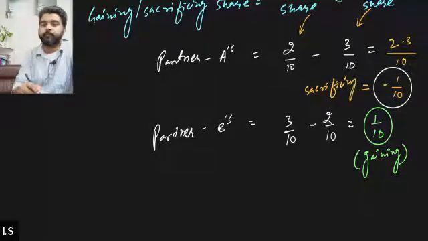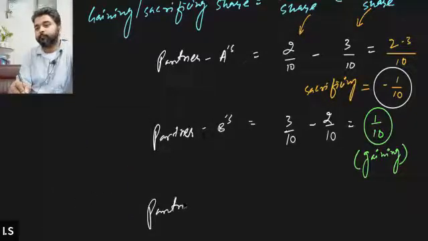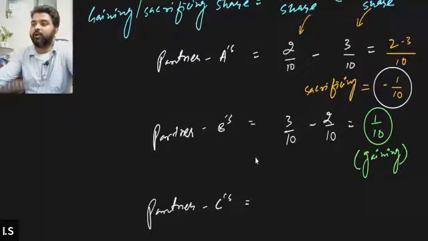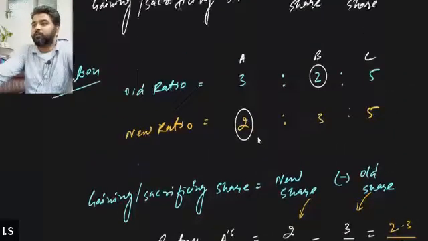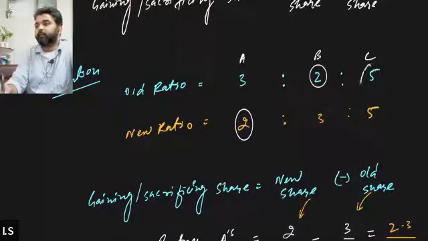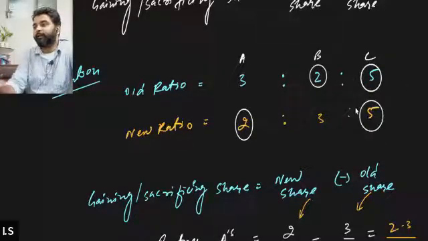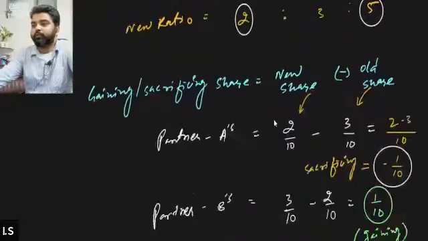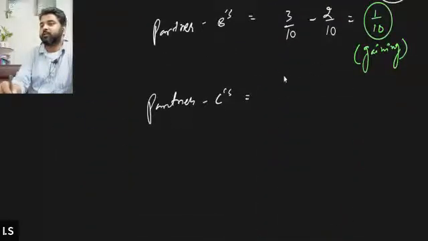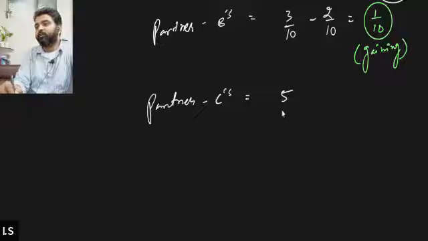Clear, everyone? And now let's talk about partner C. Partner C earlier was sharing the profit in the ratio of 5/10, and still he is getting 5/10. So that means there is no gain or sacrifice for partner C. Earlier the ratio was 5/10, the new ratio is also 5/10.